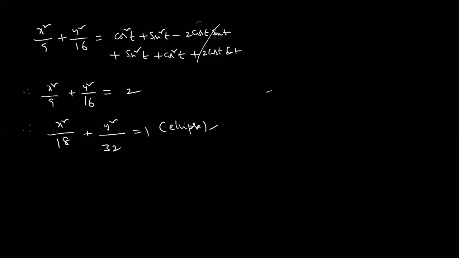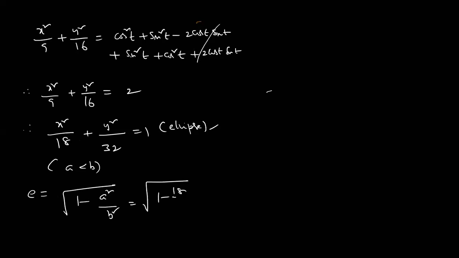But dear students, if you observe clearly, a is less than b, then what is the eccentricity, anyone? Square root of 1 minus a square by b square. So please tell me what is the answer? So 18 by 2, how much is coming? 9. So the answer is root 7 by 4. See? That is the answer.